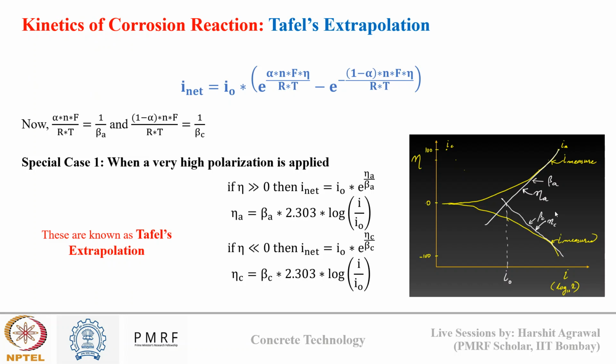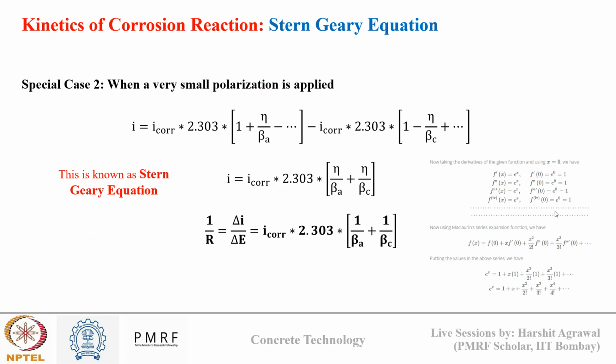Then we came into the kinetics of corrosion, where we first derived the Butler-Volmer equation and then saw two special cases of this equation depending upon the amount of polarization we are providing. First, when we provide a very high polarization, we get the Tafel slope constant and Tafel's extrapolation curve. When we provide a very small polarization, we get the Stern-Geary relationship, which can be used to calculate the polarization resistance if the i-corr value, that is the corrosion current, and the Tafel slope parameter are known.